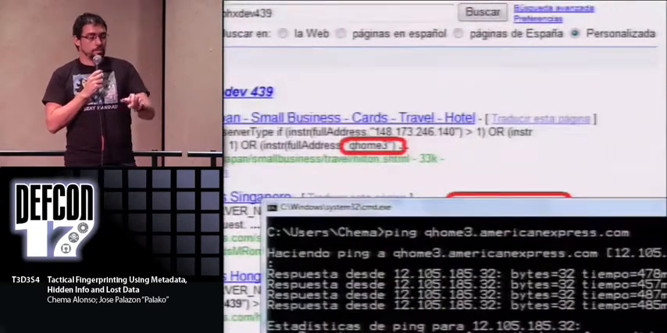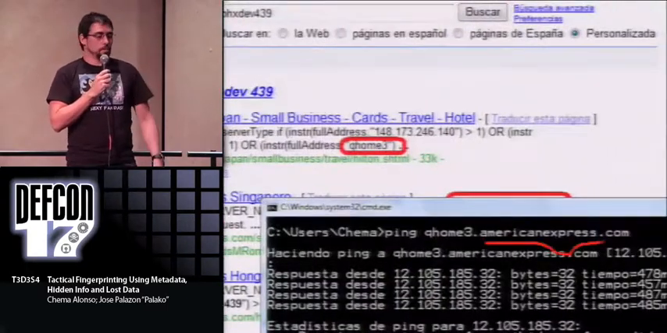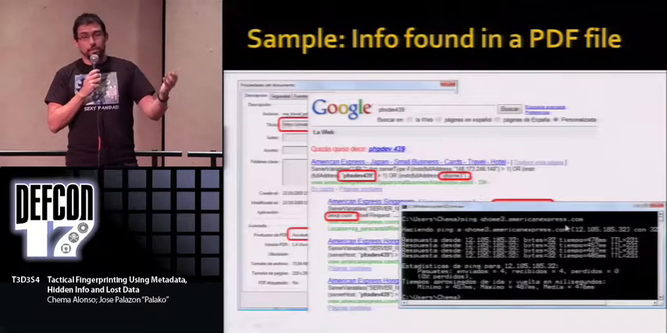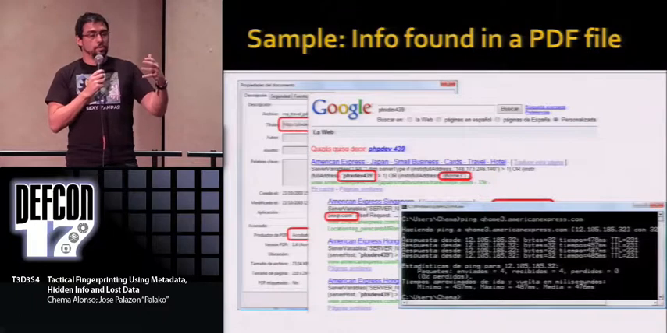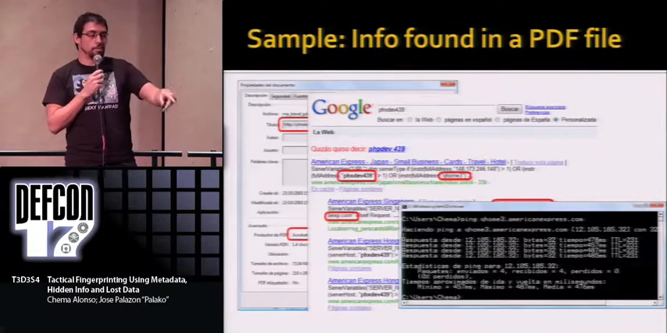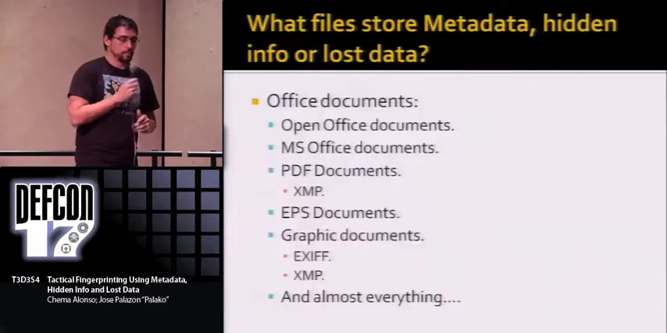You ping that server name. This was from an American Express example. And then you see that you didn't know anything about the organization before. Maybe they are not even hosting the files inside their network. They are hosting in a third party. But you now know information about the network, and you can actually ping it and access this information.